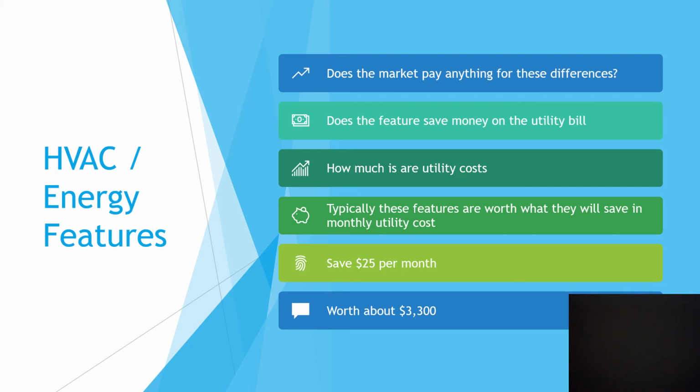The second thing is, does it save me any money in my utility bills? And if so, how much is it saving me? Usually, if I can develop a savings for a specific feature or characteristic with the property, it gives me a basis for which I can support some kind of contributory value for that improvement.